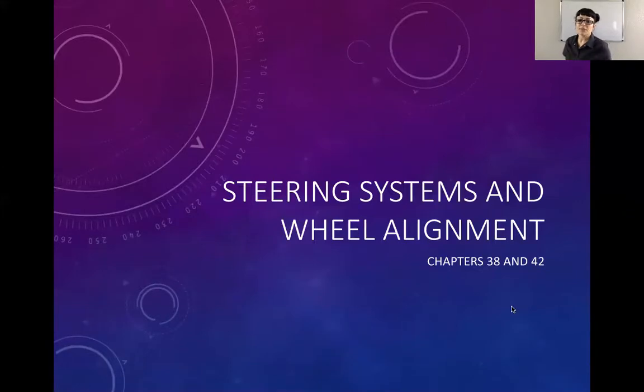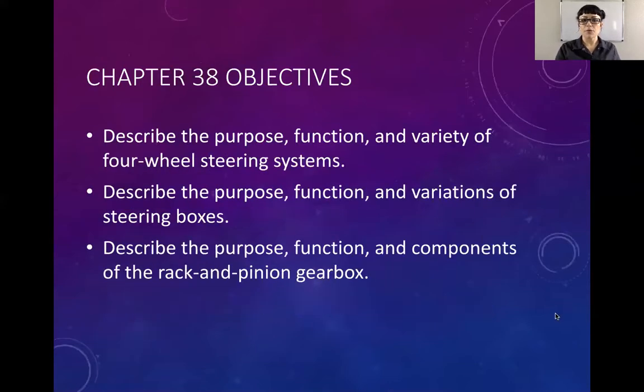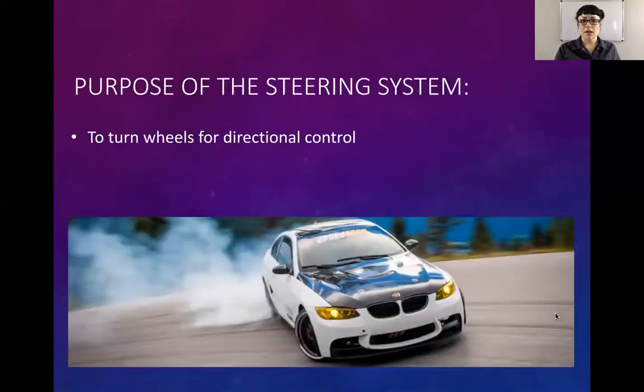So, steering systems and wheel alignment. I believe wheel alignment was chapter 42 and steering system was chapter 38. Moving along, I won't go through all the objectives. Hopefully you're following along with your PowerPoint. If not, make sure you're taking notes.